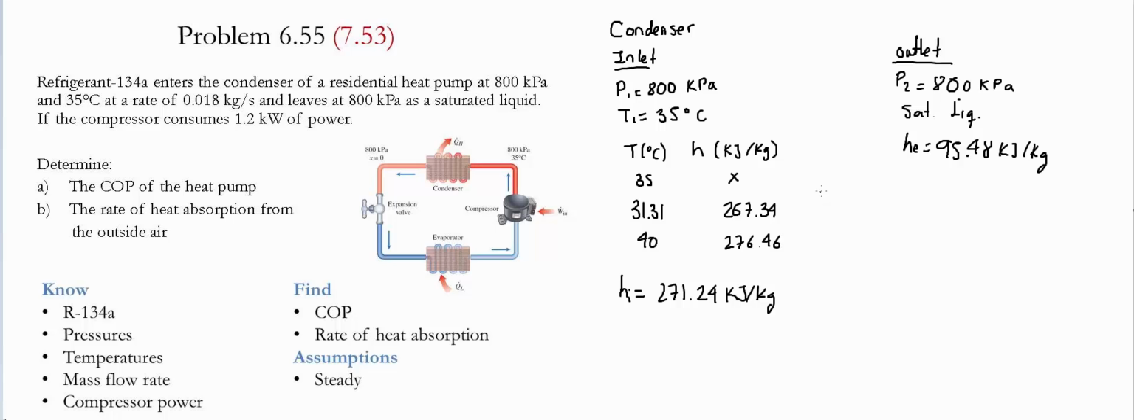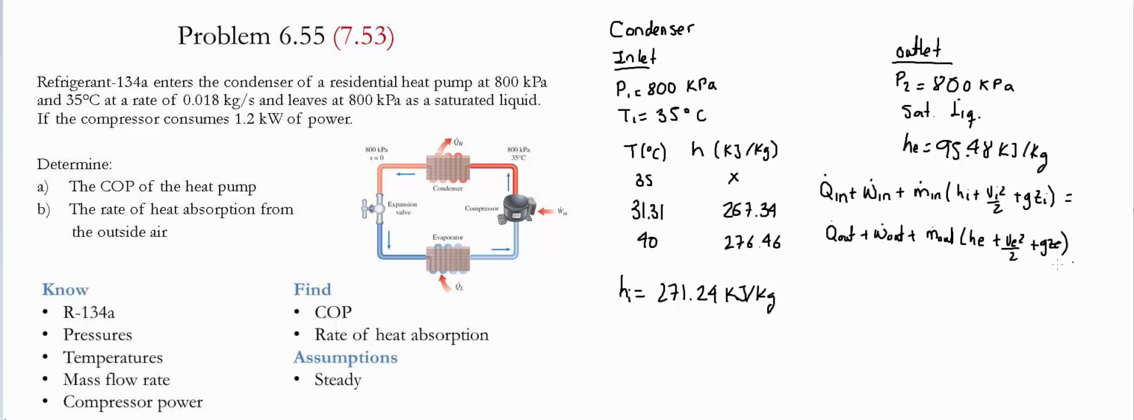In order to find out the amount of heat rate rejected by the condenser, we're going to do a balance of energy. We have the heat rate going into the condenser plus the power going in plus the energies that are being carried by the fluid, and that is the summation of the enthalpy, the kinetic energy, and the potential energy. That has to be equal to the heat rate that is lost, the power leaving, and the energy being carried by the fluid. Once again, enthalpy, kinetic energy, and potential energy.